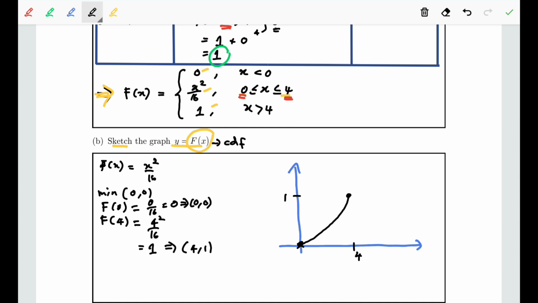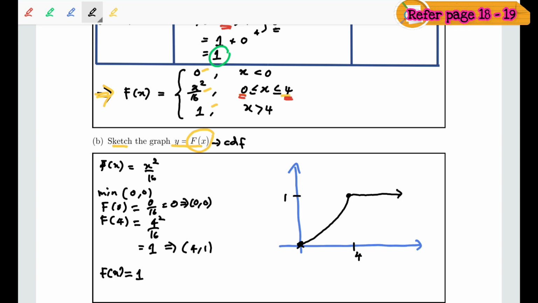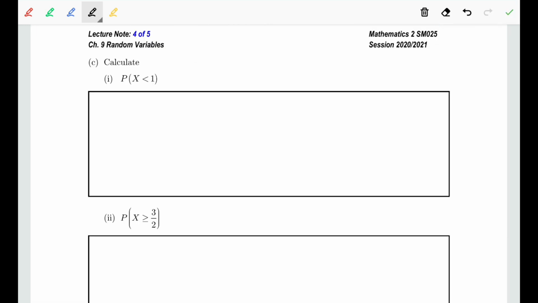Okay, and then we have settled the quadratic, and then we are going to proceed with the constant. Fx equals 1. So this is the constant function for x greater than 4. So we're going to sketch here from 4 and onwards, just continuing to the right side. And then make sure you label the axes. This is the x, and this is the capital F. Right, so we have done the sketching for the CDF function.